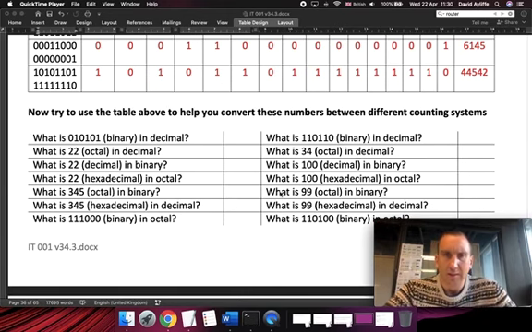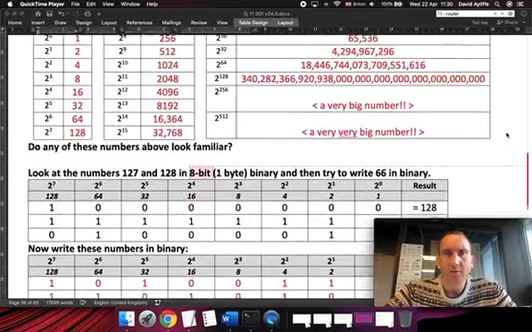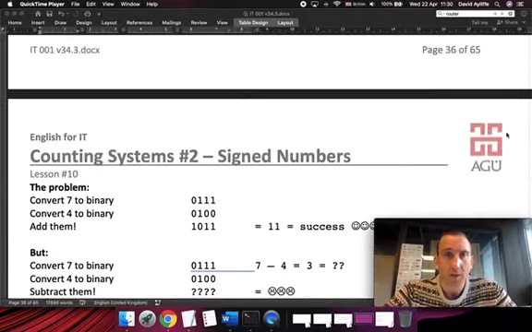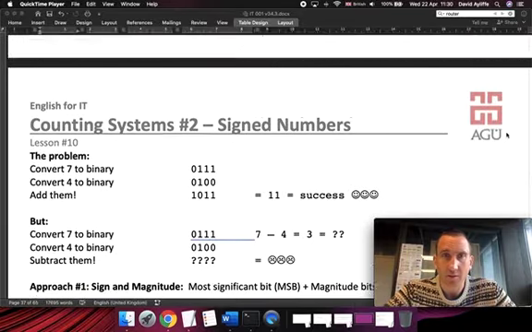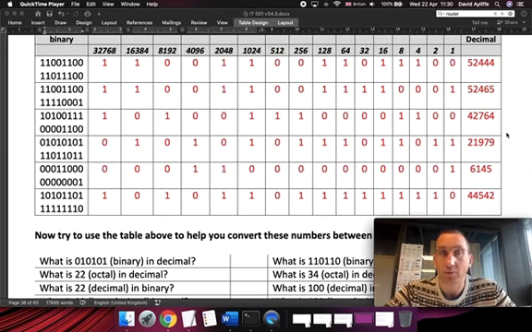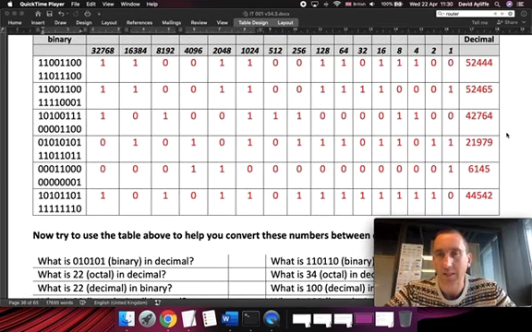Okay. Right, so a lot to take in this lesson. Counting systems are difficult, but they are very, very important. It's why we're spending 2 lessons on them. Next lesson we look at signed and unsigned. Before we can look at signed and unsigned, it is important that we try to better understand what we've attempted to cover in this lesson.